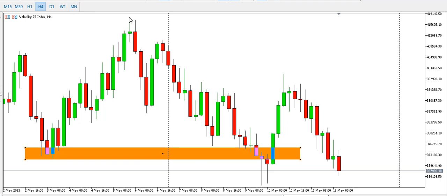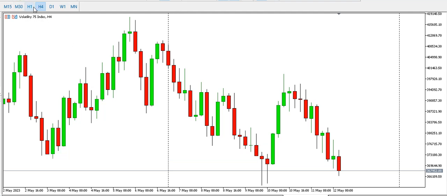We have a high, a low, lower high, lower low, lower high, lower low. Now we have a higher high, but we are heading for the lower low section also. So look for selling opportunities on V75 for now until things change. Okay, let's go to the 1-hour time frame.